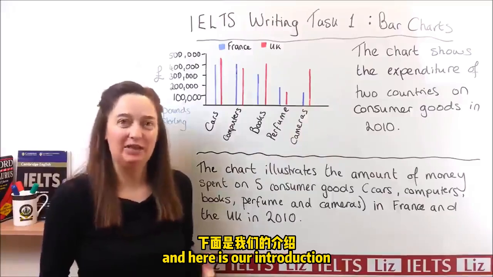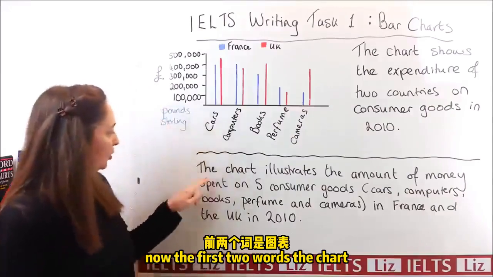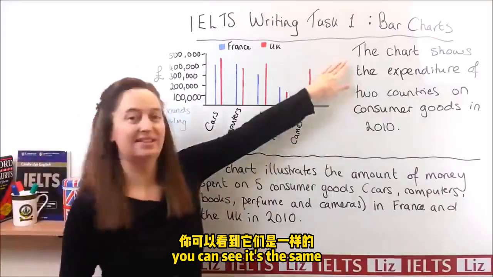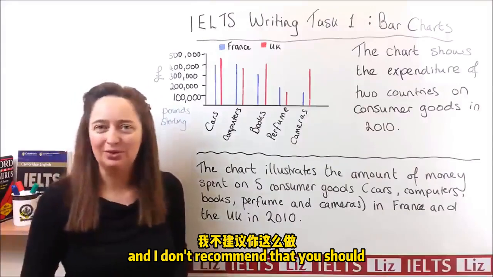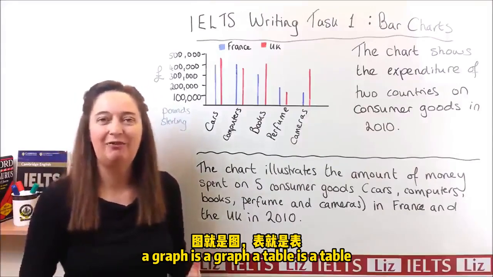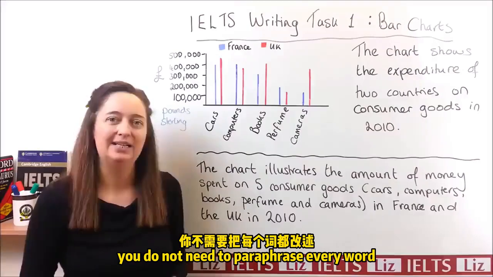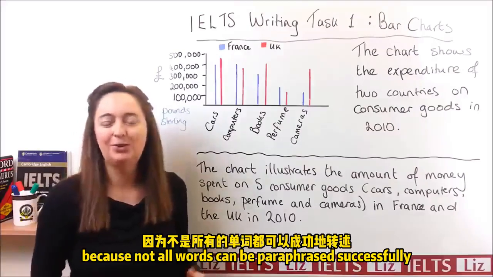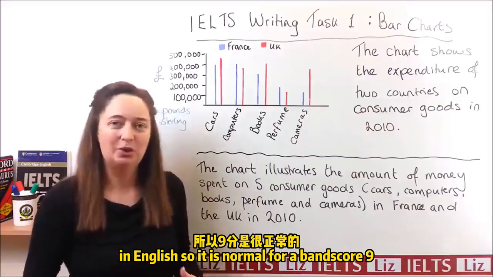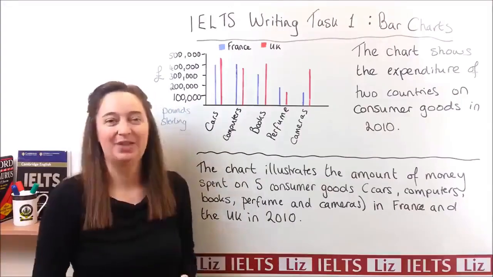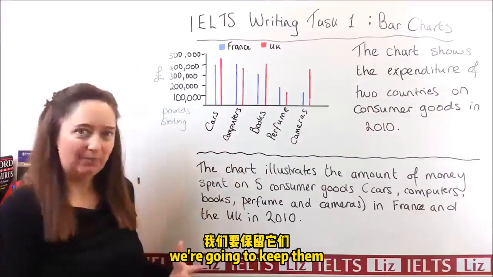And here is our introduction. So let me show you how I wrote it. Now, the first 2 words, the chart, you can see it's the same. I have not changed those words. And I don't recommend that you should. A chart is a chart. A graph is a graph. A table is a table. You do not need to paraphrase every word because not all words can be paraphrased successfully in English. So it is normal for a band score 9 to have some words the same. So we've got the first 2 words, we're going to keep them.